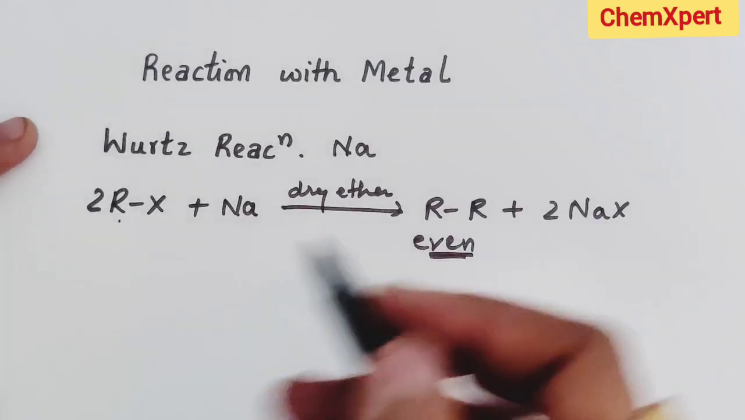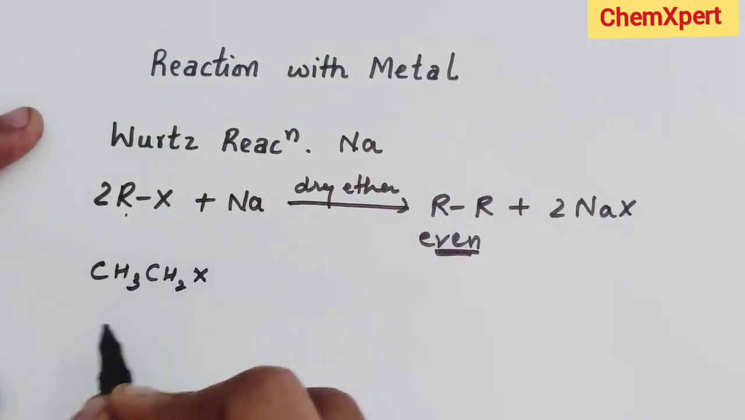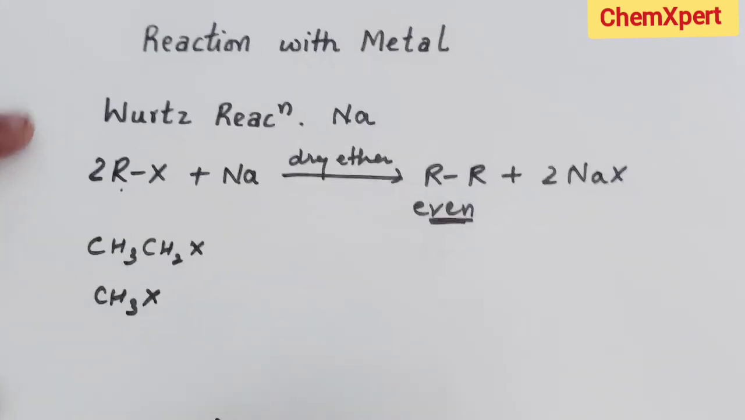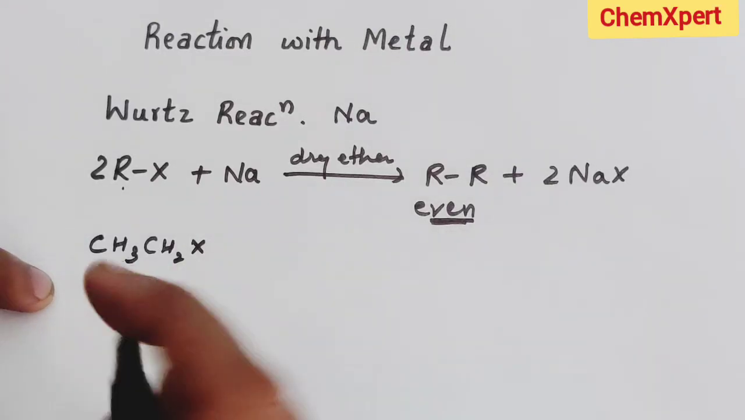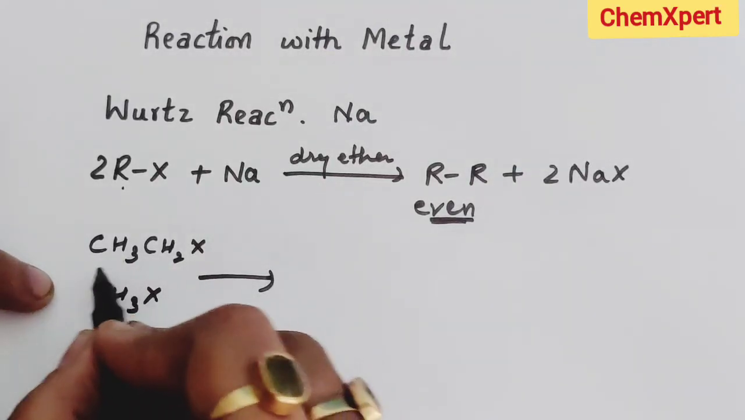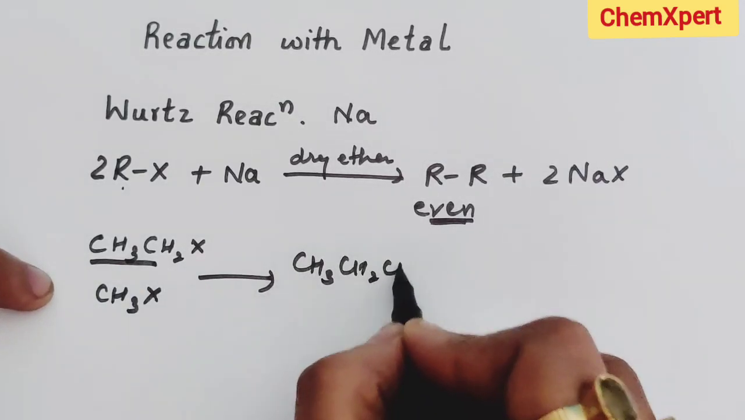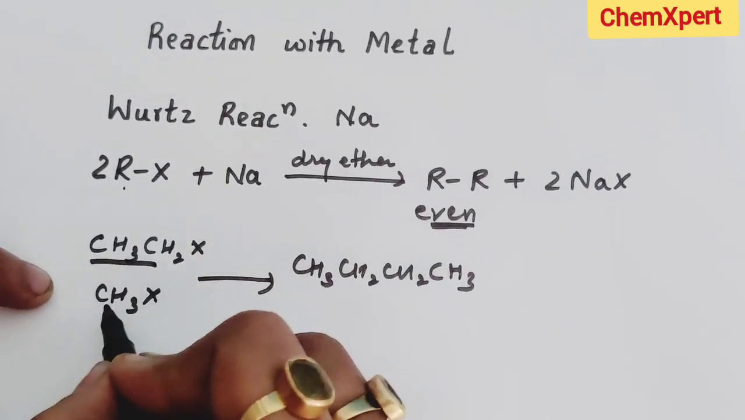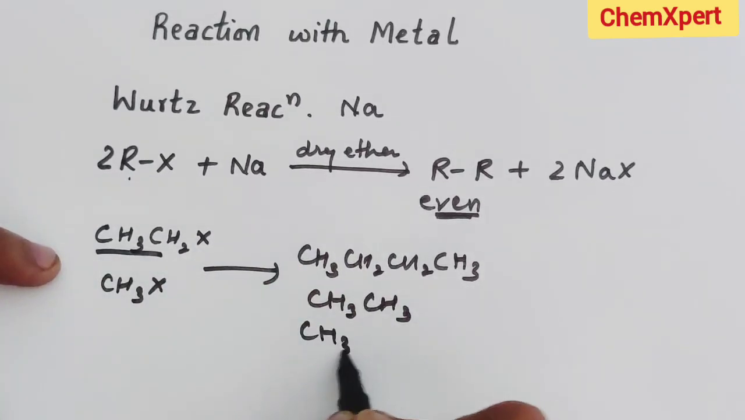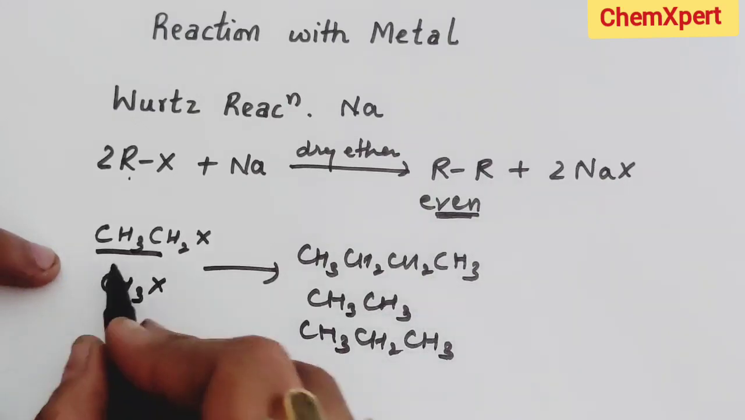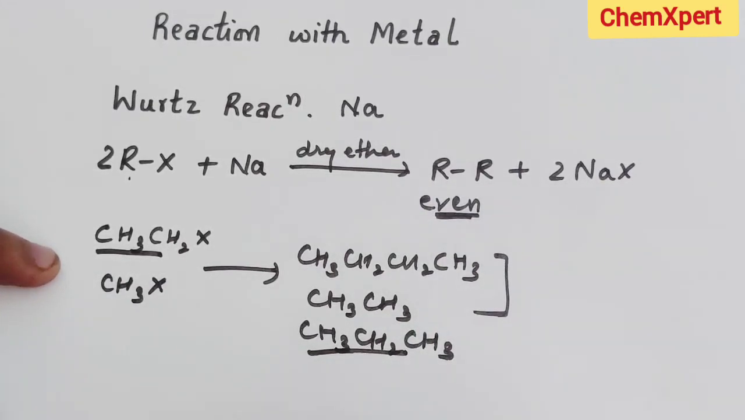Now if we want to prepare an odd number, we have to take 2 different haloalkanes here. So in this case we get multiple products. Why are we getting multiple products? Because in this case this compound can just combine with itself, this can combine with itself, and then they combine with each other. So for getting one product we are getting 2 separate byproducts here.